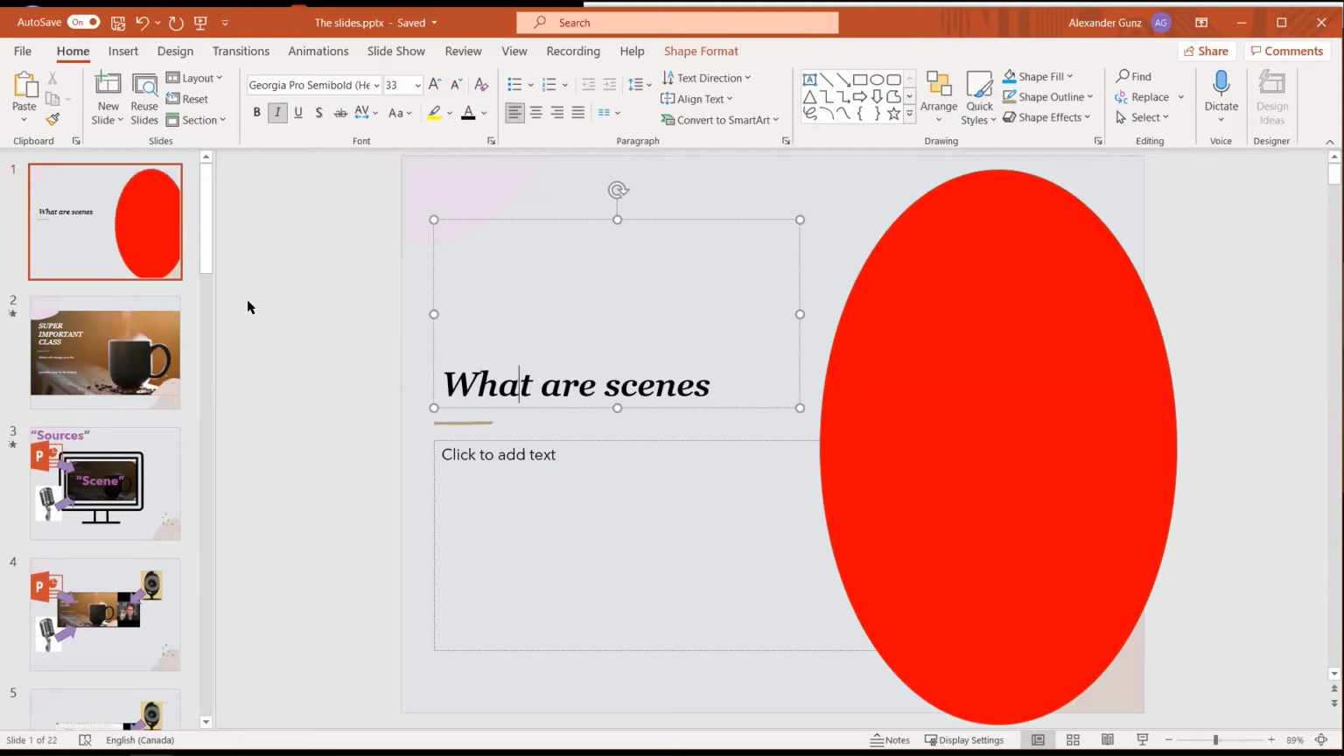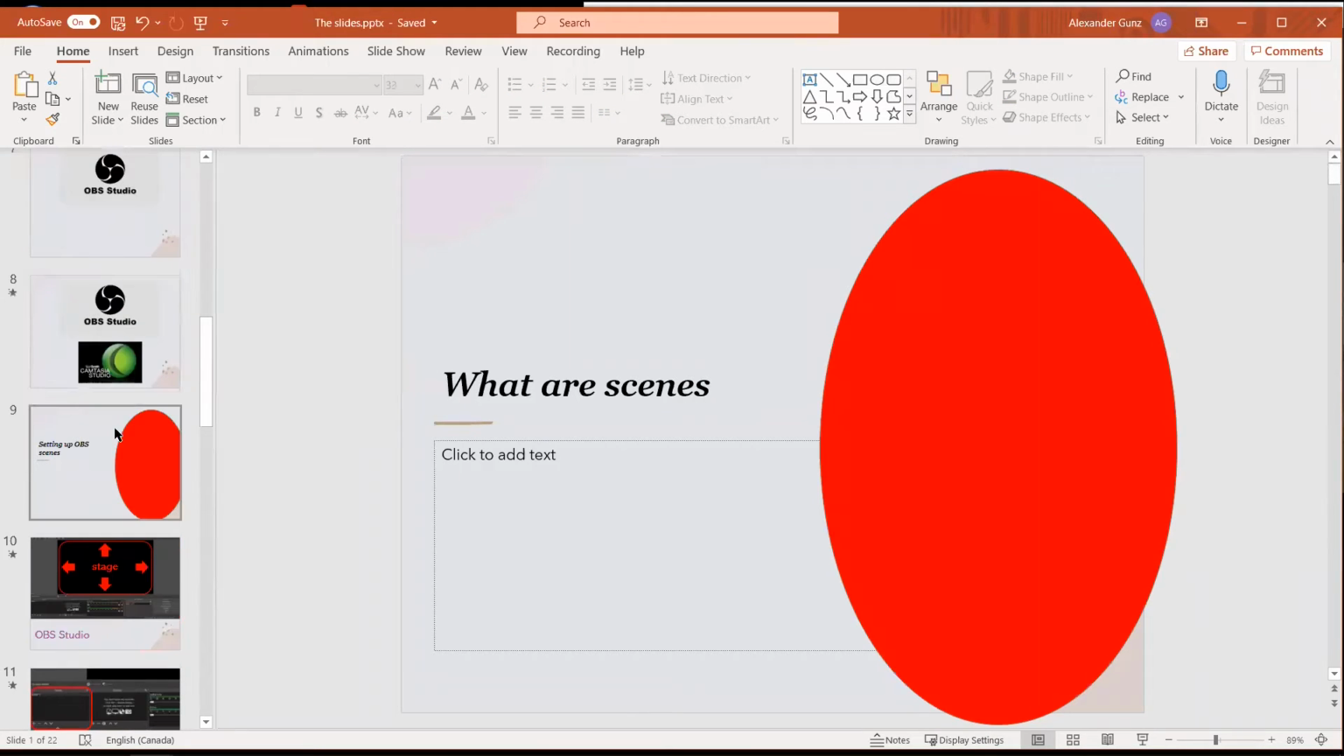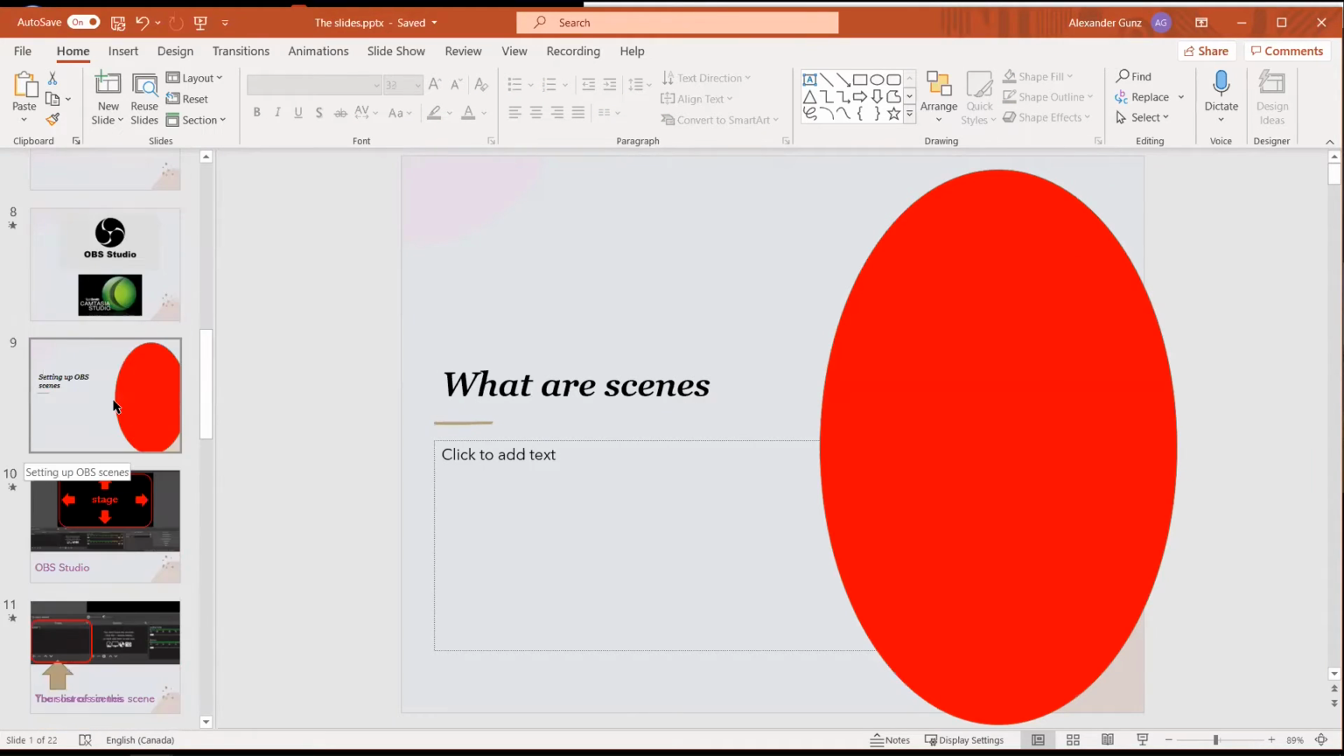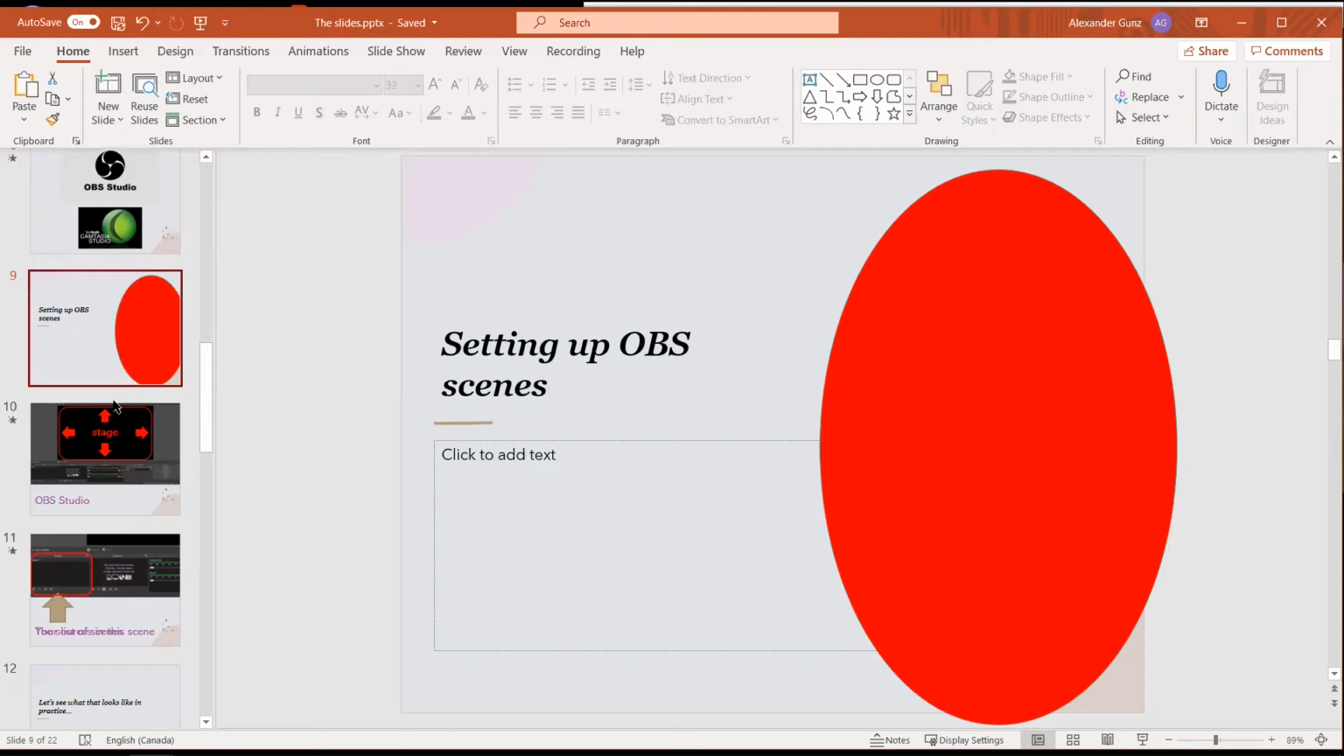Titles are really important. They have two functions. One is they tell me what I'm supposed to be doing. So this section is what are scenes. And then as I scroll through, it immediately jumps out at me. There's another one here. So that one is setting up OBS scenes, right?